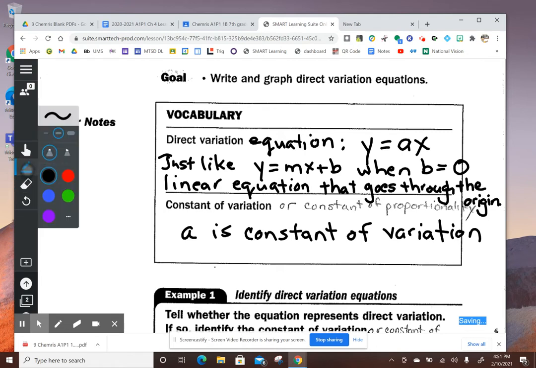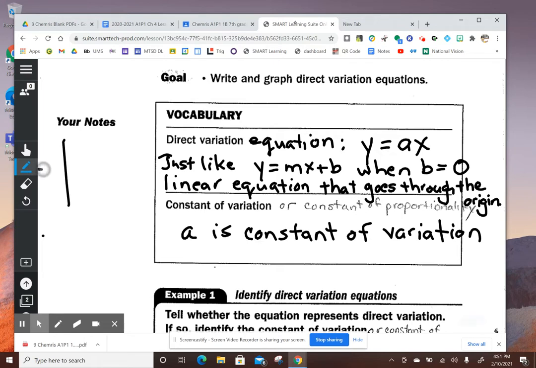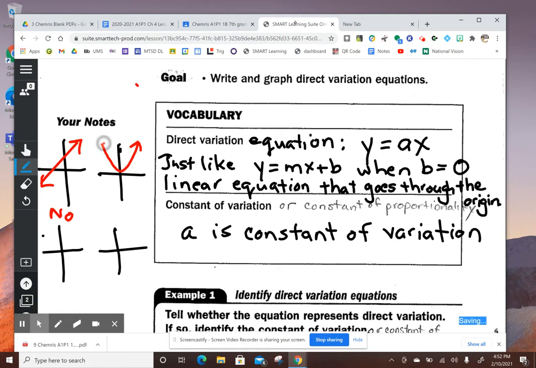So let's think about this. I'm going to draw a few different graphs, and you're going to tell me which ones are direct variation. Okay, so that's my graph, my coordinate plane. So would this be direct variation? And the answer is no, because although it's a straight line, it doesn't go through the origin. Would this be direct variation? Well, this goes through the origin, but it's not a straight line, so this would be no.